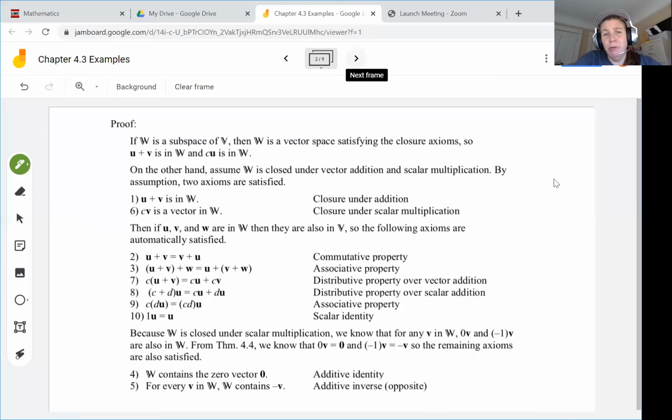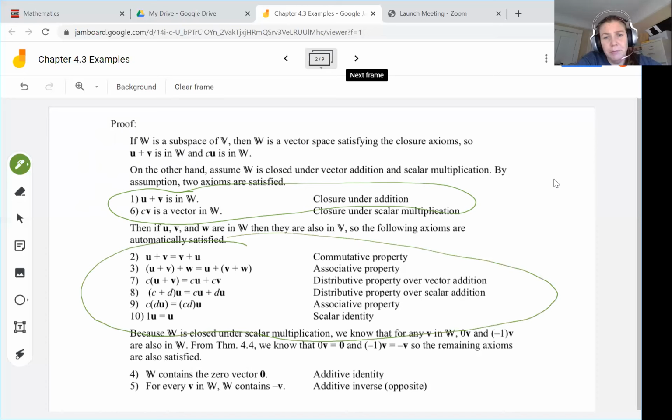So we are going to assume W is closed under vector addition and scalar multiplication. So by assumption, our two axioms are satisfied. The sum of two elements is also in W, and scalar multiplication by a vector is also in W. Then if U, V, and W are in W, then they are also in V. So the following axioms are automatically satisfied: the commutative property, the associativity property, the distributive property over vector addition, the distributive property over scalar addition, the associative property, and then the scalar identity.